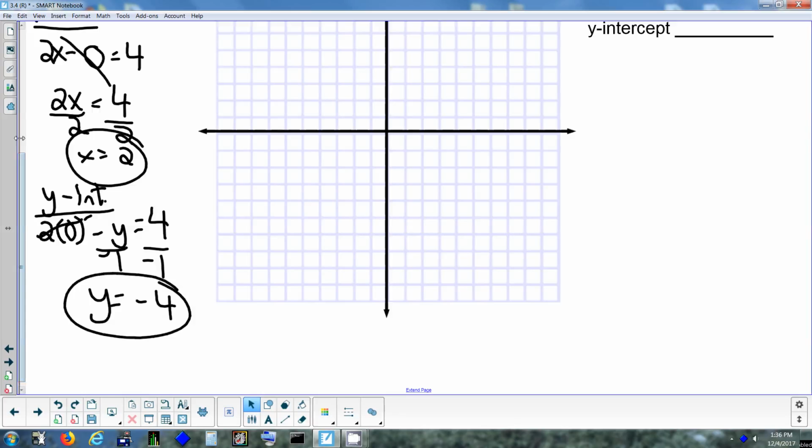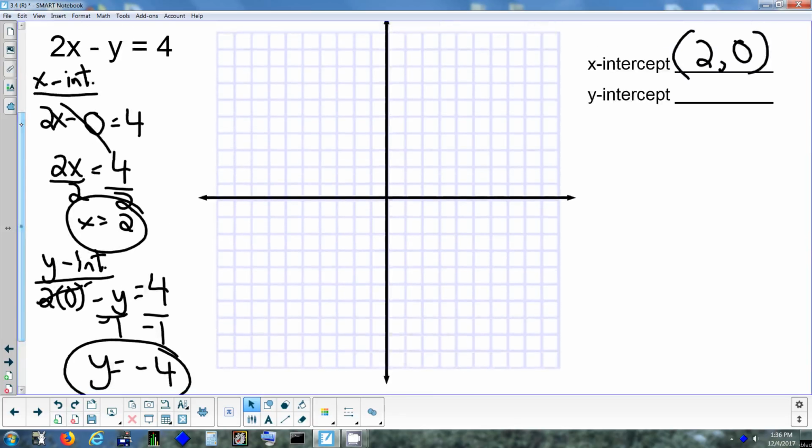Alright? So now, if I have to make this a coordinate, somebody tell me what that coordinate's going to be. I have y equals -4. Page? 0, comma, -4, right? Like Mr. Hager said earlier, you plugged in 0 to get 2 for the x-intercept. You plugged in 0 to get -4 for the y-intercept. Now I just have to graph them, all right?